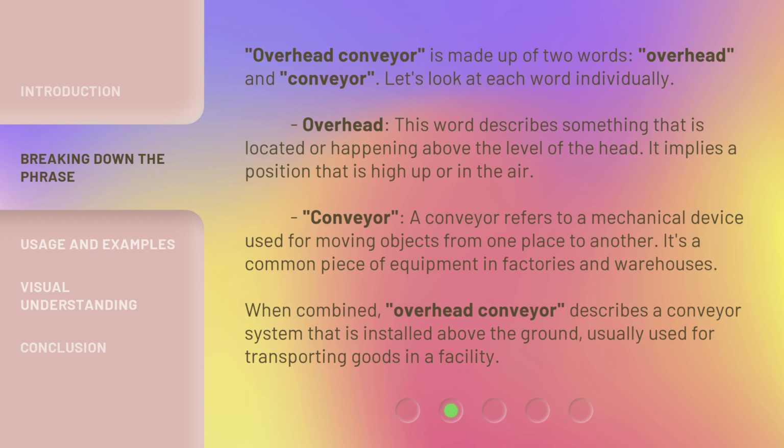When combined, overhead conveyor describes a conveyor system that is installed above the ground, usually used for transporting goods in a facility.